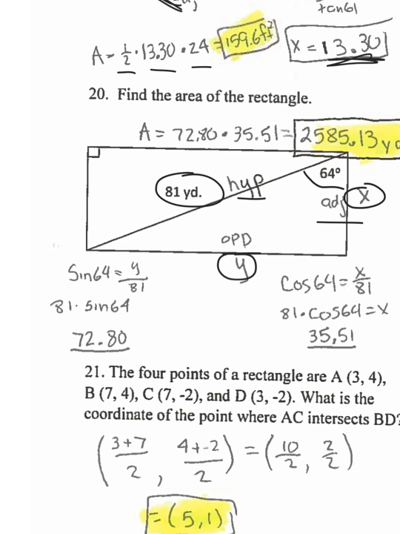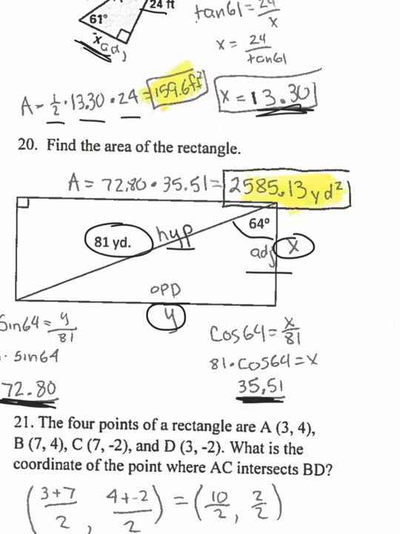Then to go back and get the height, you do a separate problem. I've mentioned this before, but don't use the answer you just got unless you absolutely have to. The 81 is still there. You can do adjacent over hypotenuse as cosine. Cosine 64 equals x over 81. Multiply by the 81. So base and height, and then you multiply them together, which you see up here on the top.